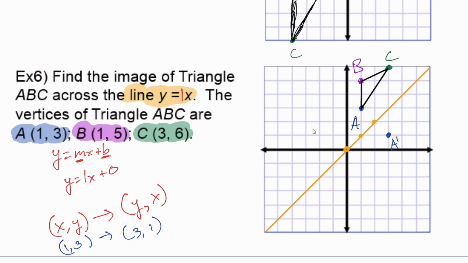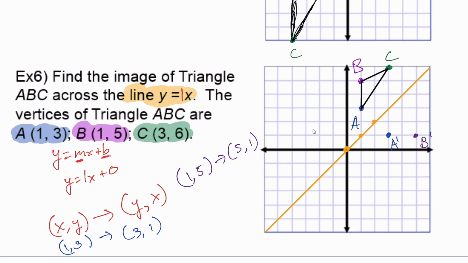Let's do the same thing for B. So B is at (1, 5). So it should go to (5, 1). So if we go over to 1, 2, 3, 4, 5, and then up to 1, here is our spot for B prime. And when it's conveniently on these nice clean points, we can double check. We're 1, 2 diagonals away, 1, 2 diagonals away. That one also works.